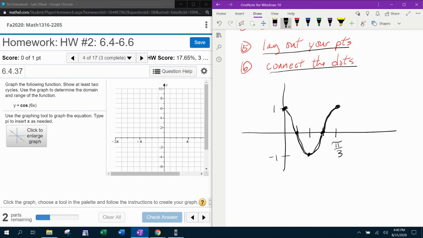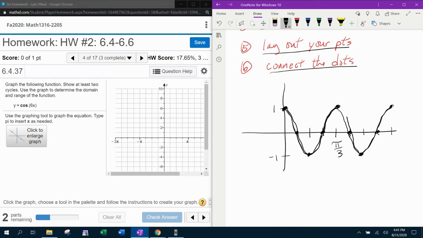I'm sorry, I'm not much of an artist, but there's one complete wavelength having the amplitude of 1 and the wavelength of pi over 3. Now, if we wanted another cycle, if it says draw 2 periods, then I would simply go 1, 2, 3, 4, and I would continue the pattern, okay? Down, down, up, up. And you just play connect the dots again.